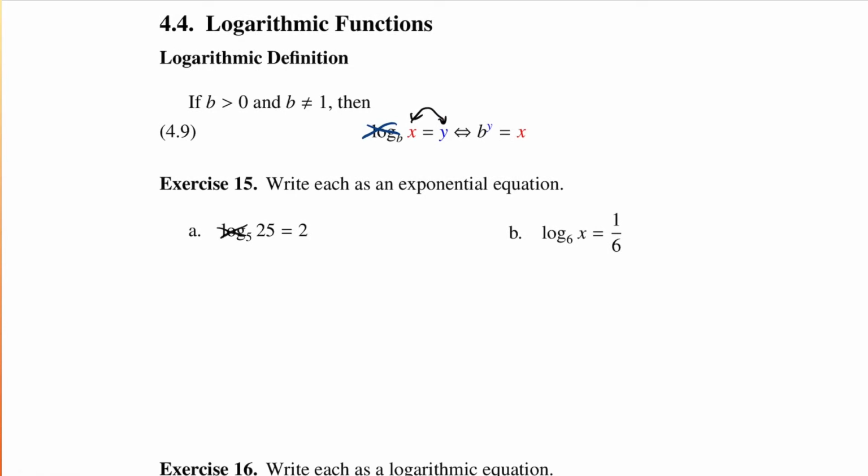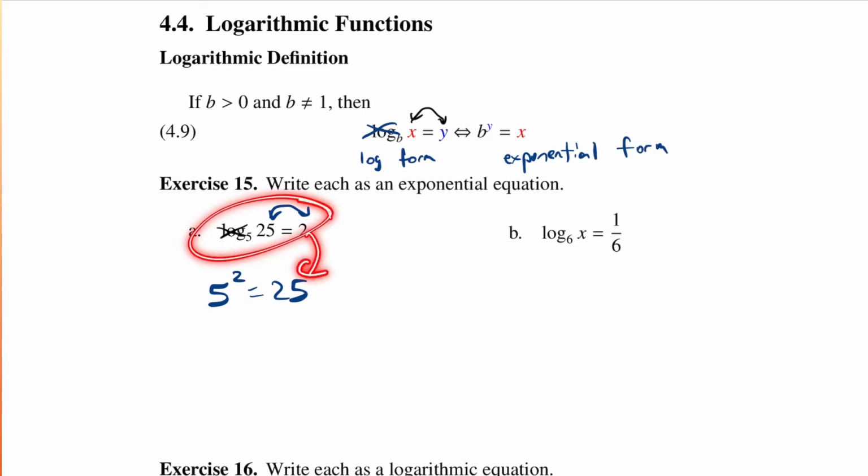Cross out the word log and swap these two values or numbers, and you get base 5 to the second power equals 25. And that's all they want us to do. They just want us to write this in exponential form. So this is called logarithmic form, log form. And on the right, you have exponential form. So there's two equivalent forms. Usually when you have it in log form, you usually want to convert it to exponential form.